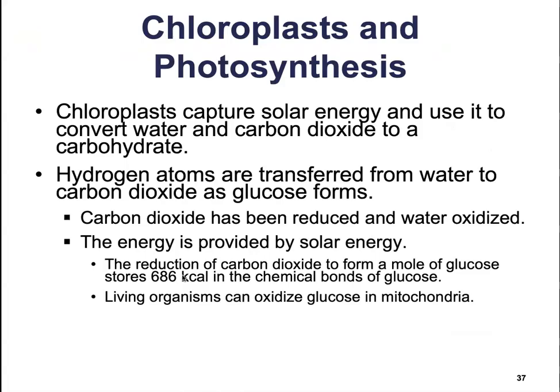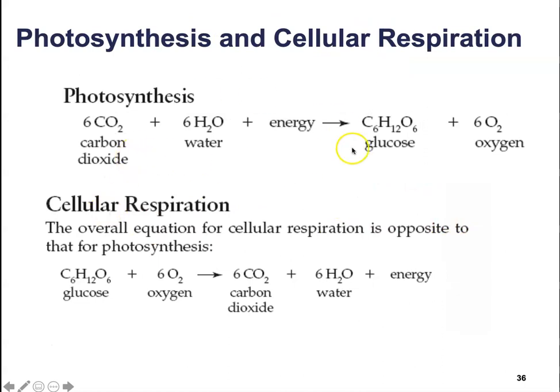Okay, so if you go a little bit more and focus on photosynthesis and chloroplasts, right? I probably already said all of these things. We did just say this, right? It says hydrogen atoms are transferred from water to carbon dioxide as glucose forms. Carbon dioxide has been reduced and water oxidized, right? We just said that. Carbon dioxide reduced and water oxidized, okay?